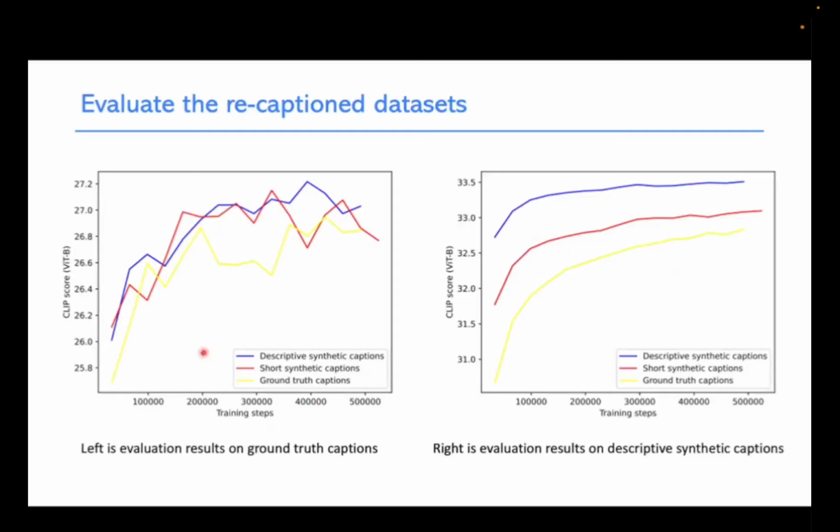We can see that when evaluating on the ground truth captions, the descriptive synthetic captions model and the short synthetic captions model perform better than the ground truth captions model. When evaluating on descriptive synthetic captions, the models trained on descriptive synthetic captions and short synthetic captions perform much better than the ground truth captions model. So by comparing those performances, you may think that we should just go with the descriptive synthetic captions because apparently it performs the best.